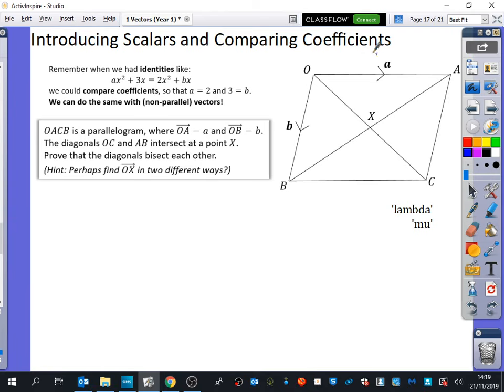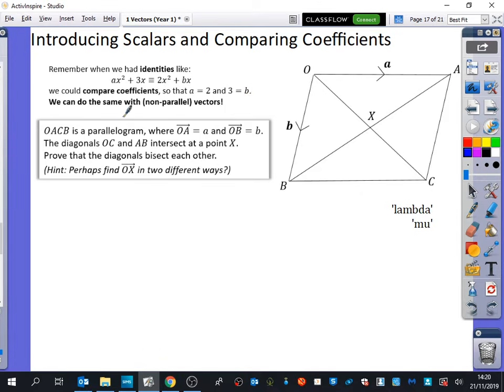Comparing coefficients. What does the word coefficient mean when we talk about algebra? Yeah, the number before the variable, the number before the x. So if you had 3x squared, the coefficient of x squared is 3. So we're going to compare the things that go in front of other things. So if we had an identity like ax squared plus 3x, and we said that that was equal to 2x squared plus bx, we can compare the coefficients to find out what a and b are. Very quickly, we can look at the x squared part, and we can just see that a has got to be equal to 2, because we're just comparing the x squared bits. When we look at the x parts, we can see that b must also be equal to 3, so that's all I've got written there. That's what we can do with algebra.